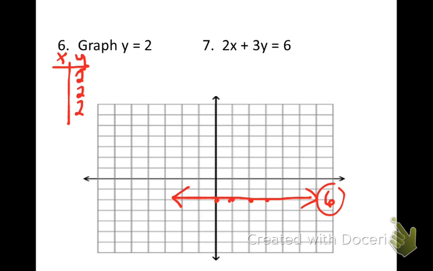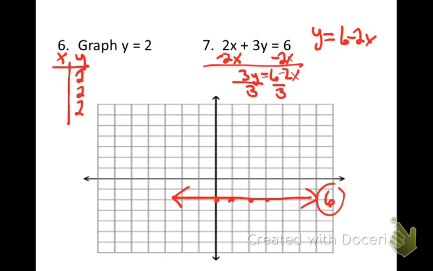Now to do problem 7, we first need to get it in the right form, so I'm going to need to subtract 2x from each side. Get 3y equals 6 minus 2x. Divide by 3. And I get y equals 6 minus 2x all over 3. So it looks like I'm going to have to pay attention to what I choose here so I don't get a fraction. So if I choose a 0, 2 times 0 is 0, 6 minus 0 is 6, 6 divided by 3 is 2. So that was a good choice.